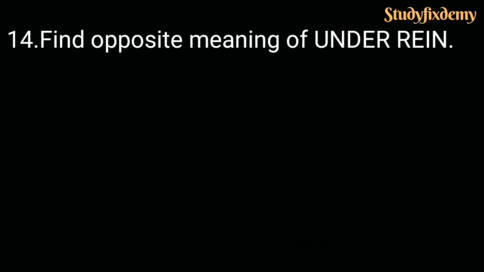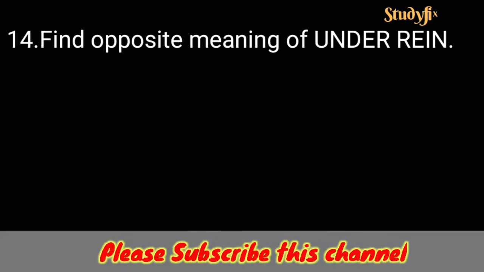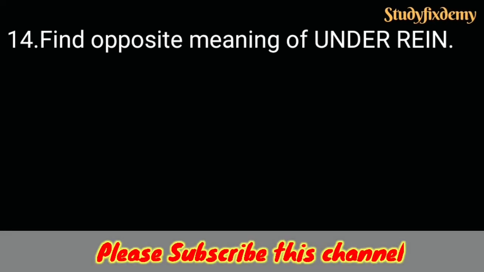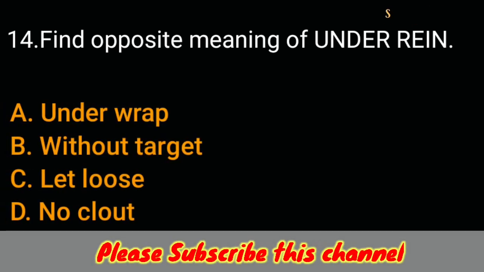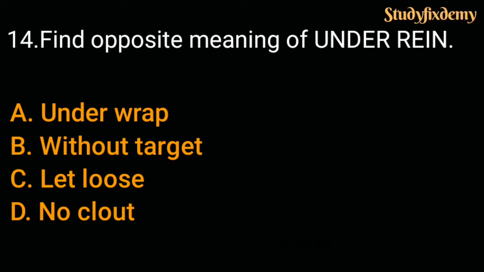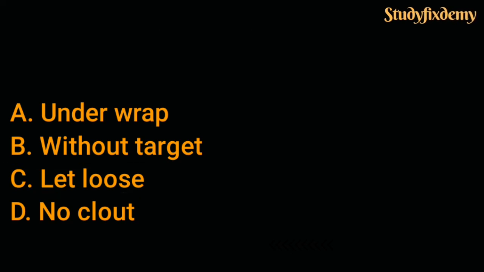Question number 14. Find opposite meaning of under rein. Option A under wrap. Option B without target. Option C let loose. Option D no clout. The correct answer is option C let loose.